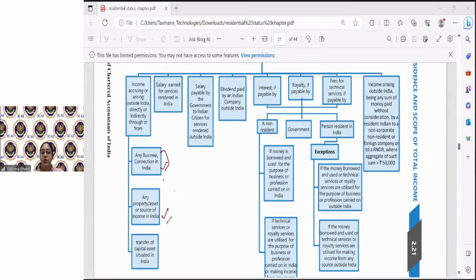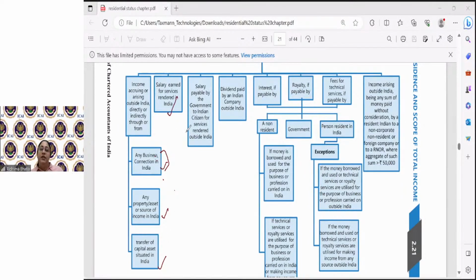Next, any property, asset, or source of income in India. We give an example of an FD here. Whatever the income getting generated, irrespective of the fact that it is generated in US dollars or any foreign currency, if the source or the property of that income is in India, then it is income accrued in India. Similarly, when you transfer any capital asset situated in India, for example, properties, even if the agreement has happened between two non-residents, even if the consideration was in foreign currency, it does not matter. It would be income deemed to accrue or arise in India.